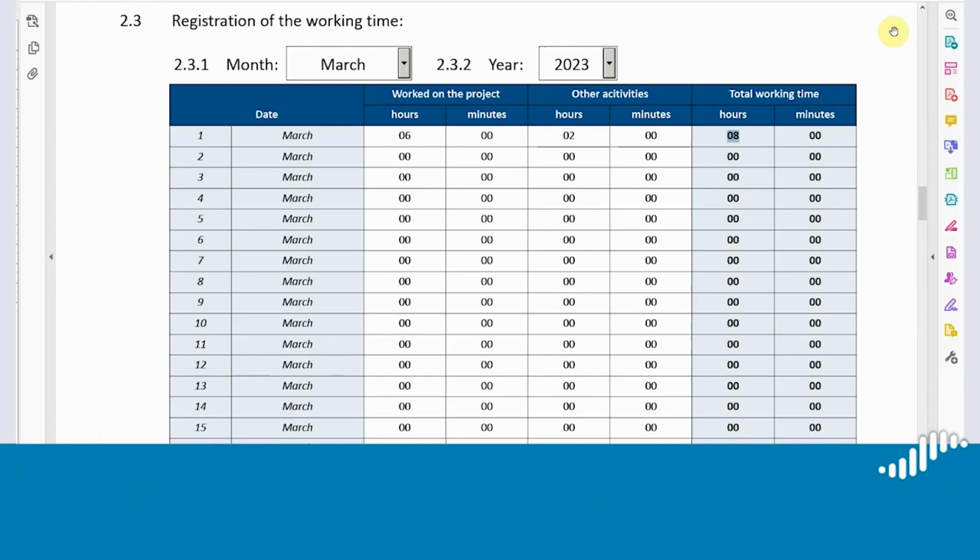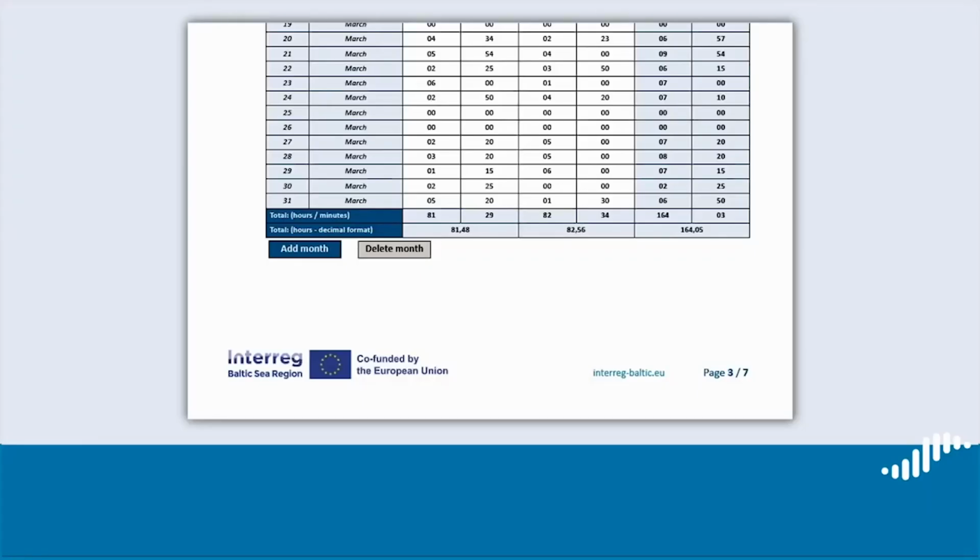On the 2nd and 3rd of March, the person had a vacation, and the 4th and 5th were the weekend. Therefore, no working time is recorded for these days. And so on. This way, you fill in the whole month. After this, you can add an additional month.